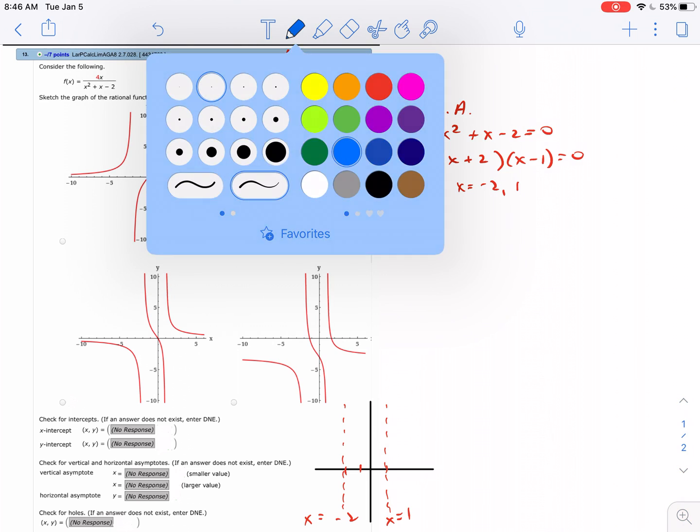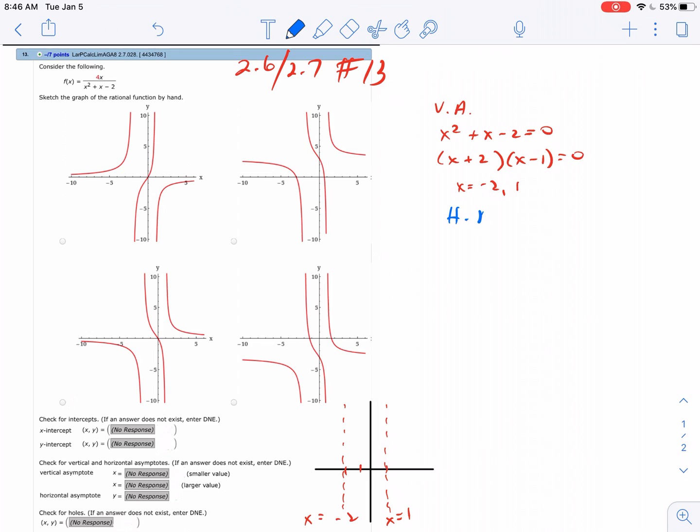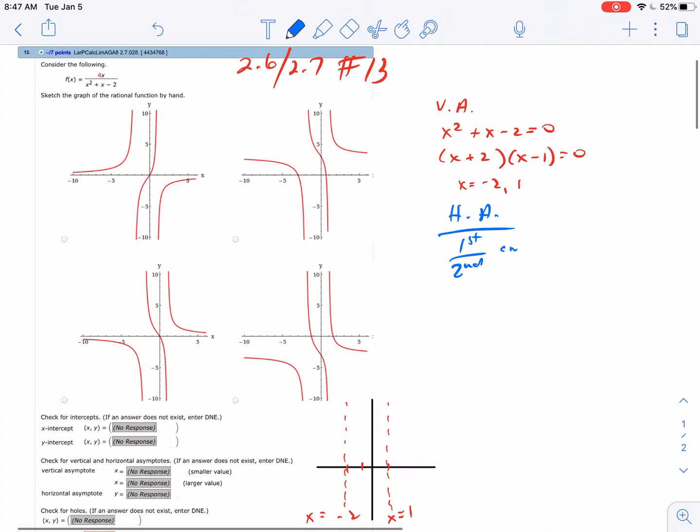And then let's look for the horizontal asymptote. So the top is what we call a first degree polynomial. The largest exponent is a 1. The bottom is a second degree polynomial. Largest exponent is a 2. So that's what we call small over big. And so that's y equals 0. And so you have this horizontal at y equals 0.